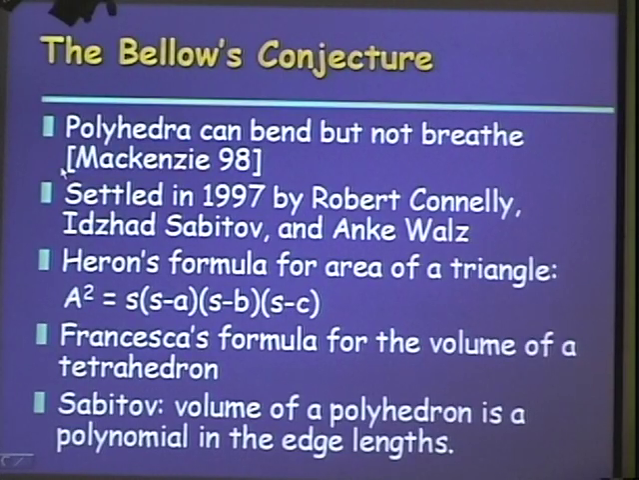And this leads me to the Bellows conjecture, which will get me to the heart of Sabitov's algorithm. So that's where I'm going here. After the flexing polyhedra were discovered, it was noticed quite quickly, I think by Connelly and others, that the volume doesn't change. And this was put in a nice way by Mackenzie, that polyhedra can bend, but they cannot breathe. The conjecture was that you could not make a bellows to pump air out of a flexing polyhedron, because even if you put a little hole in it, no air would come out or go in because the volume doesn't change.